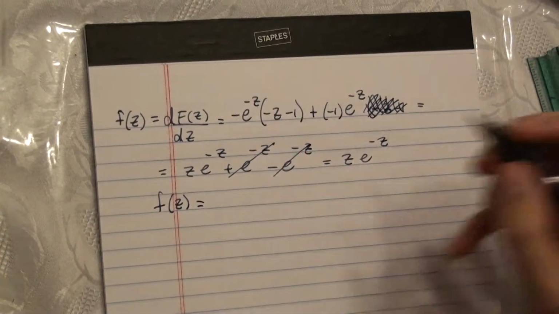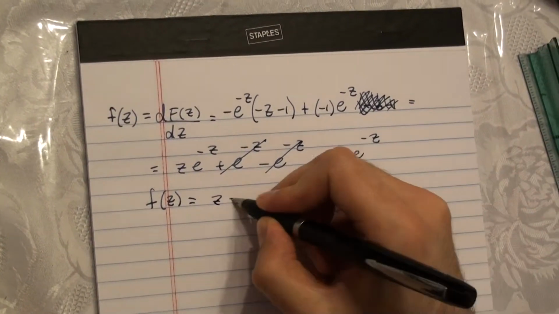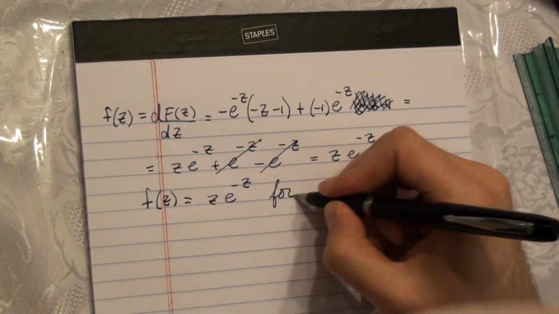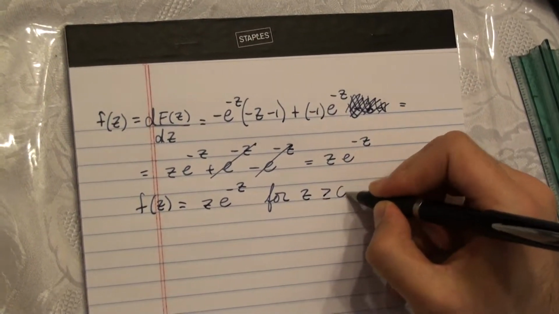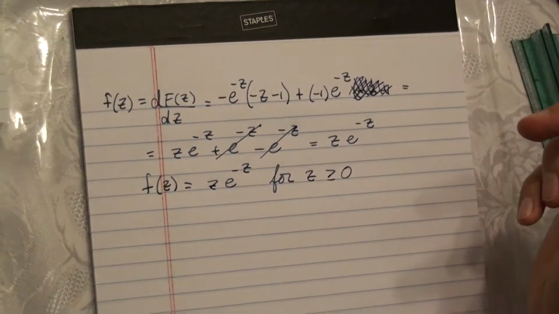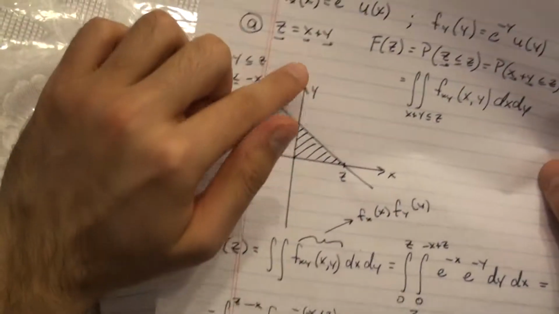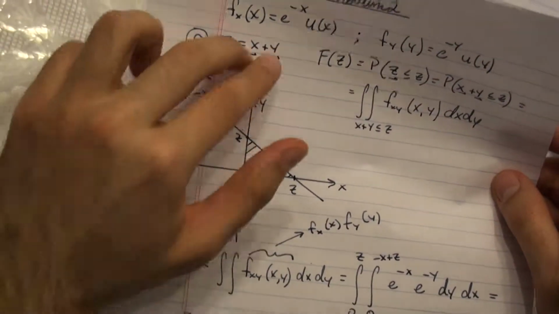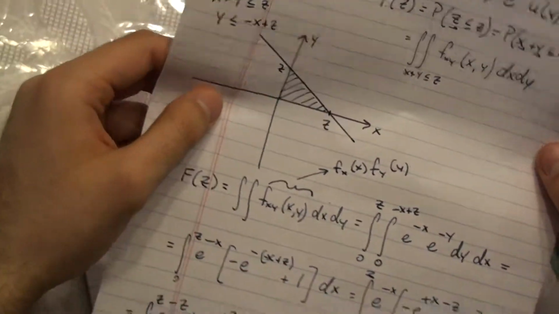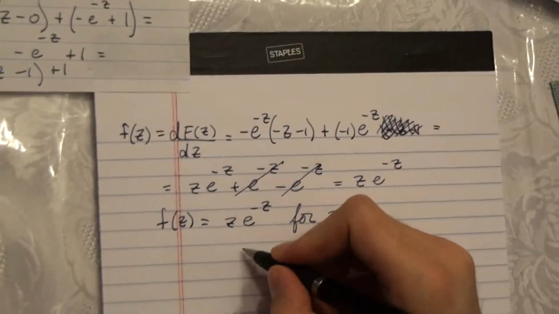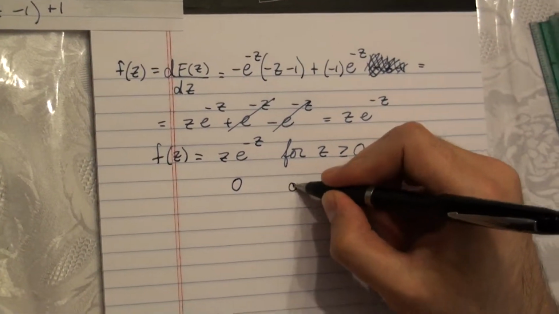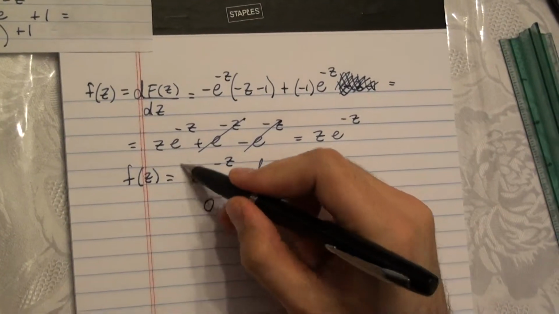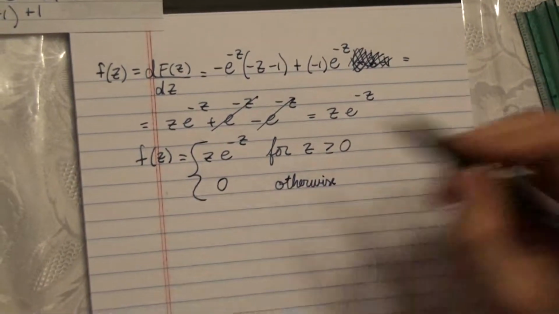So let me explain that. We have f of z equals z e to the minus z, and this is for z greater than or equal to 0. Why for z greater than or equal to 0? Well, we know x is greater than or equal to 0 and y is greater than or equal to 0, so their sum has to be greater than or equal to 0. And this PDF will be 0 otherwise. And that completes part A.